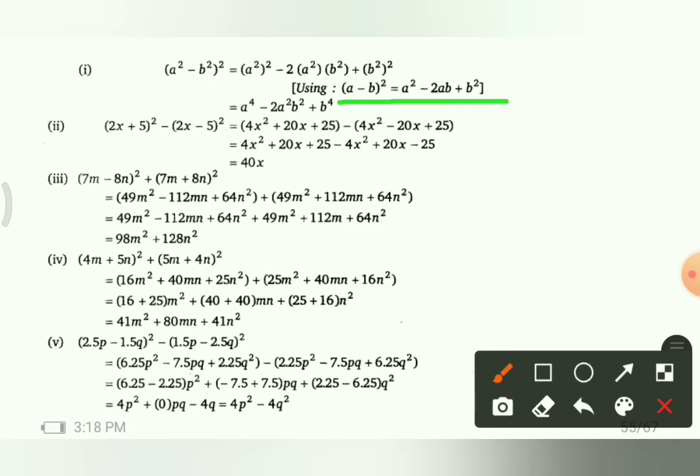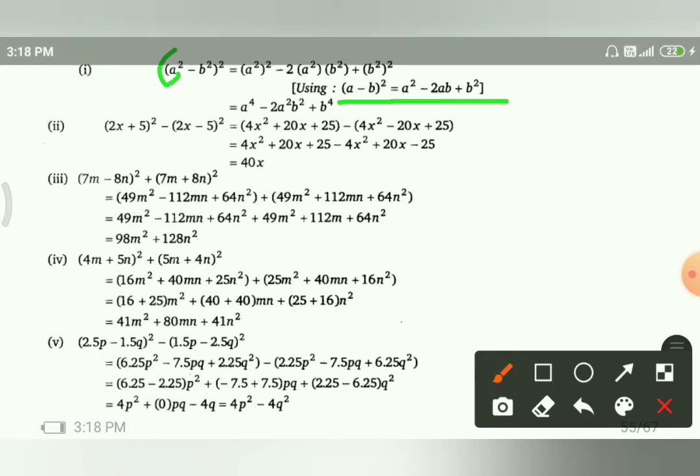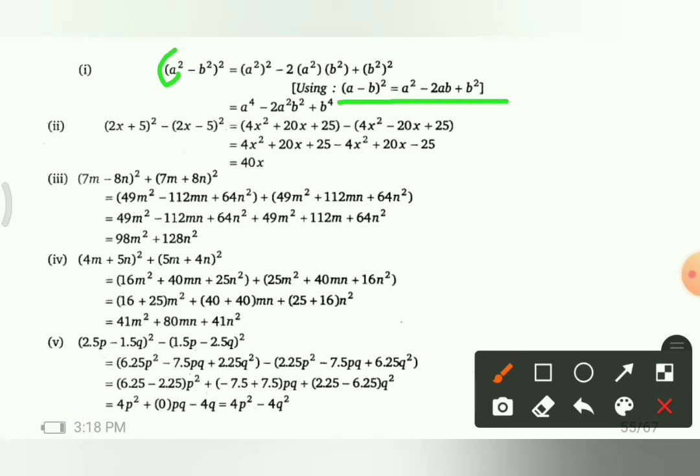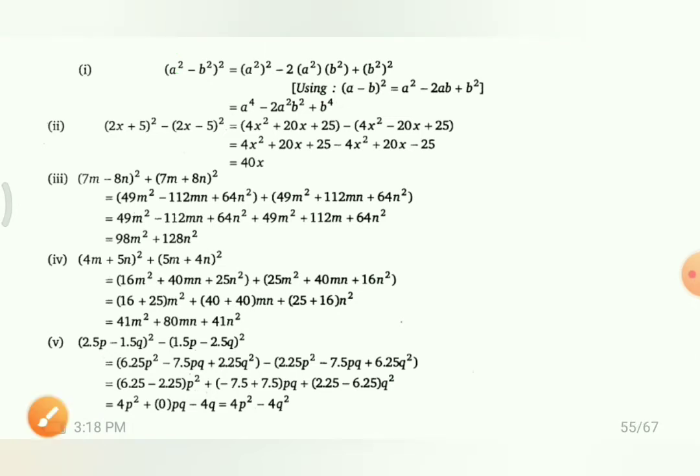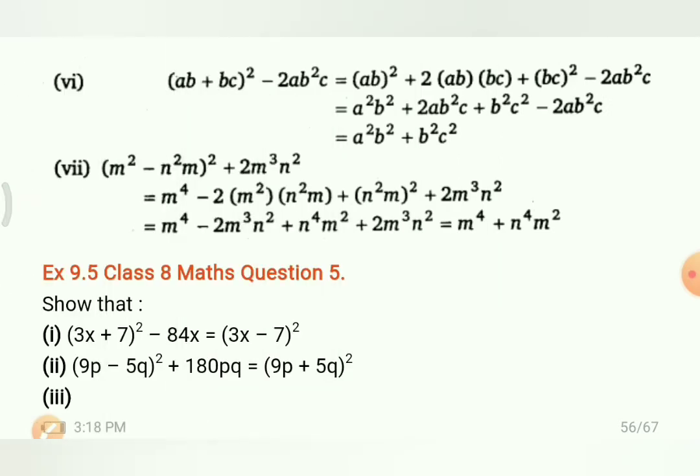So what is a over here? It is a square. And what is b over here? It is b square. So using that identity we'll just simplify it. A square will become a raised to 4 on solving, and 2ab will become 2a square b square, since a is equal to a square and b is equal to b square. Similar fashion you can solve other problems.